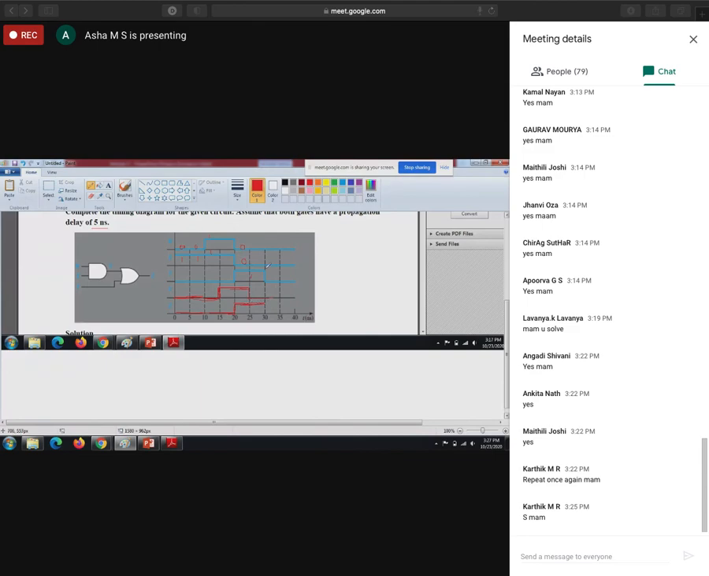Output will be 1. But at 30 you see, Y is 0. V is 0. Even Y is changed from 1 to 0. So now both are 0, which means the output should be 0. But the output won't change immediately at 30. Instead, it takes 5 nanoseconds, so it will be changed at 35. So this is the answer for this.